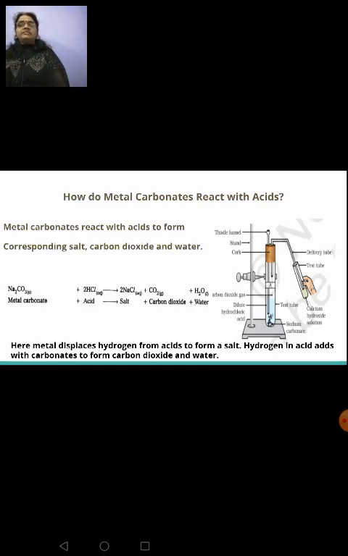This is the experimental setup. This also we will be doing in our school lab, and here we need a metal carbonate, so we will be taking sodium carbonate here, and to that we will be adding hydrochloric acid. So when we add hydrochloric acid to this sodium carbonate in a test tube, you have to attach a bent tube and collect the carbon dioxide gas that is getting liberated into a test tube which contains calcium hydroxide solution, that is lime water.